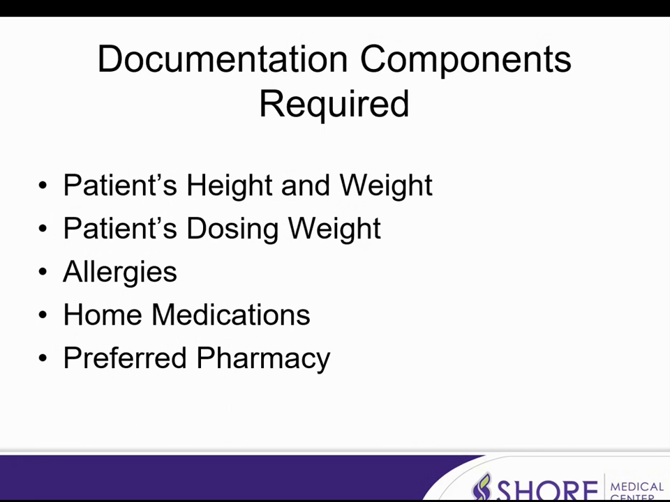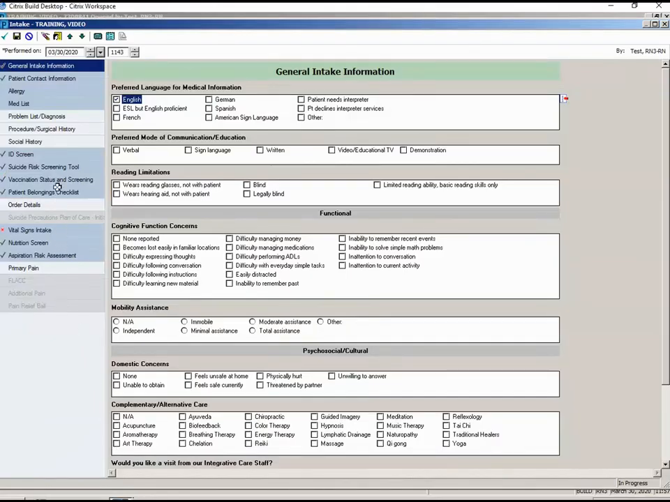Upon admission, the nurse caring for the patient is expected to enter the patient's height, weight, dosing weight, allergies, home medications, and preferred pharmacy into PowerChart. These can be entered using the designated sections within the intake form. The patient's preferred pharmacy can also be accessed via the icon located in the toolbar.